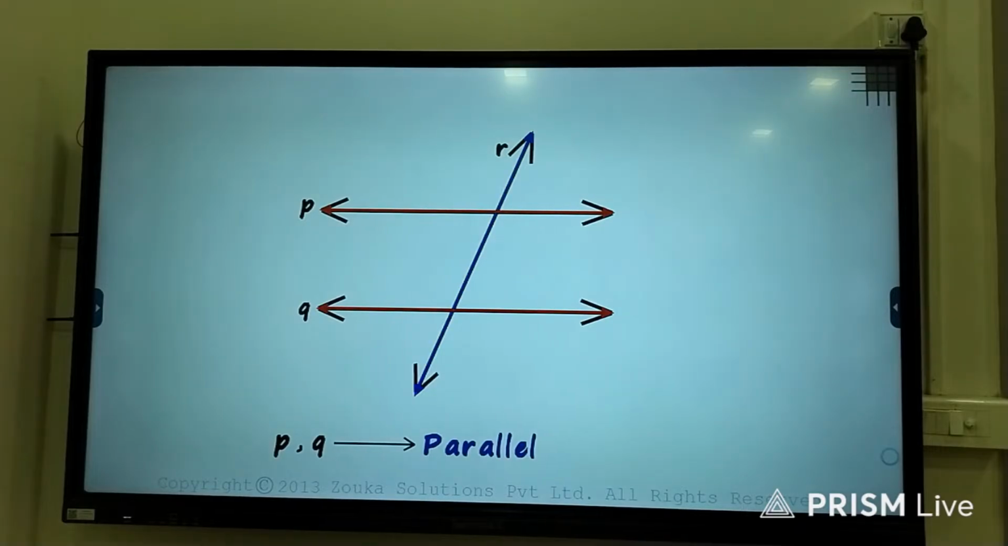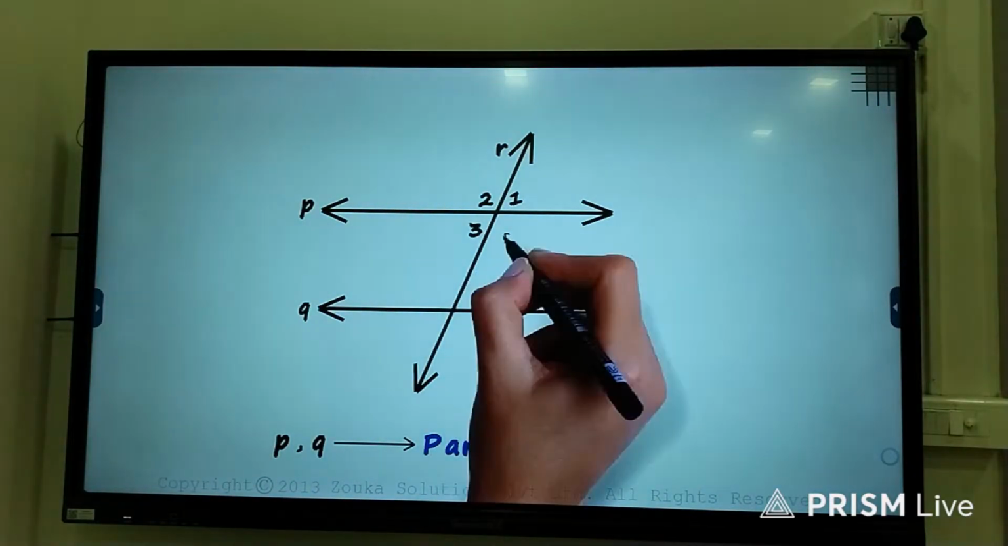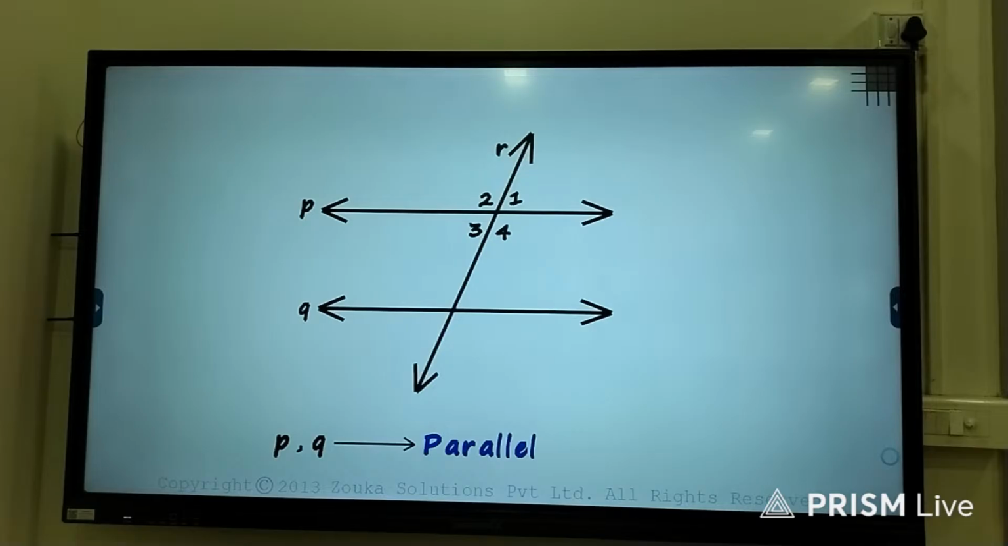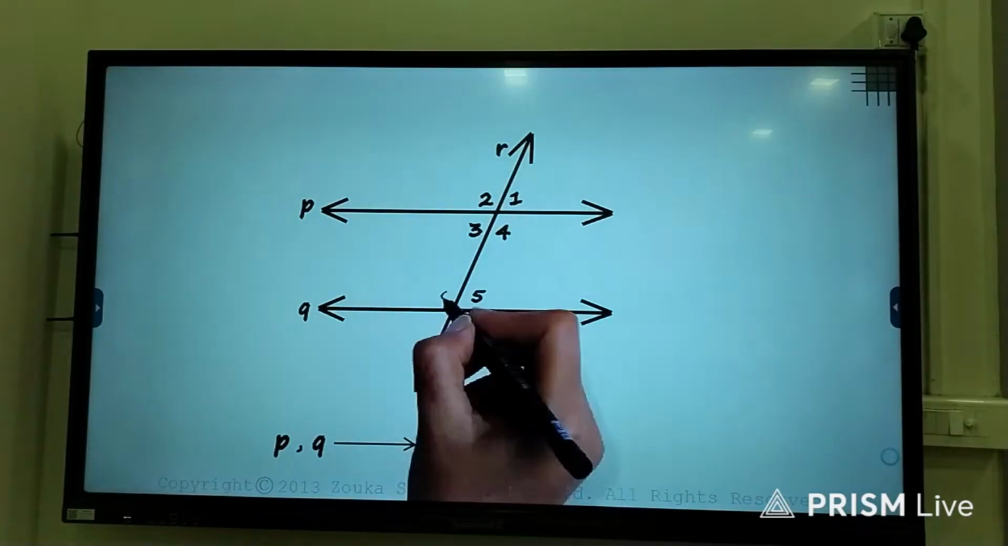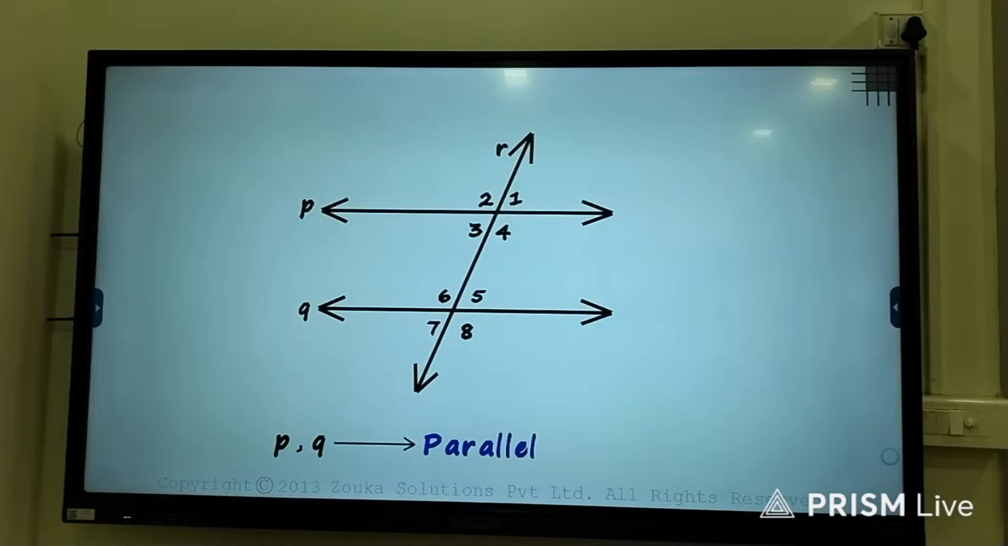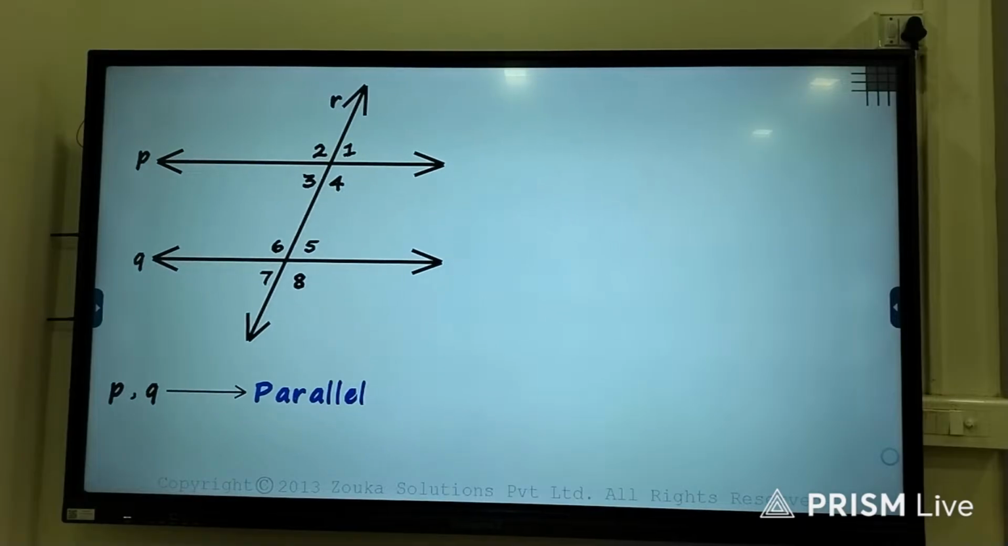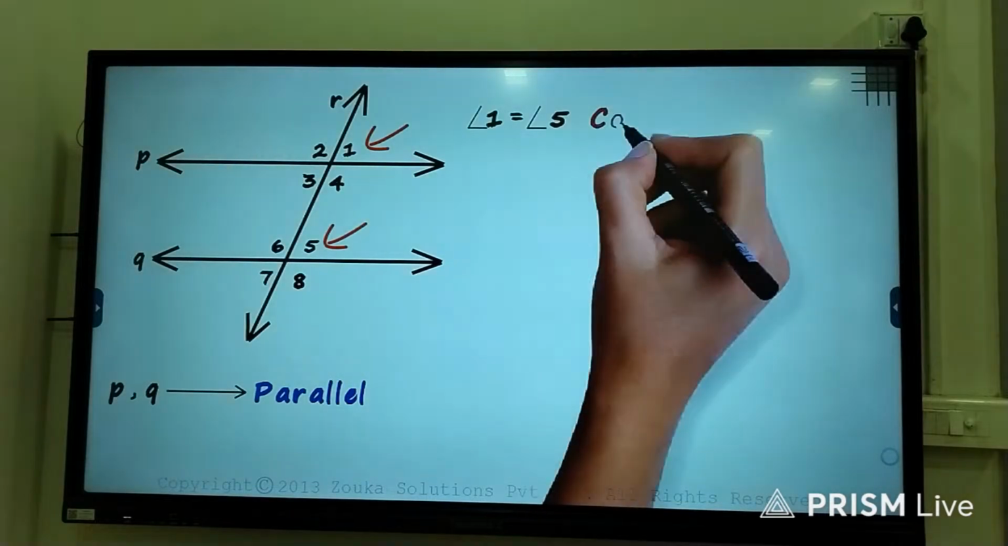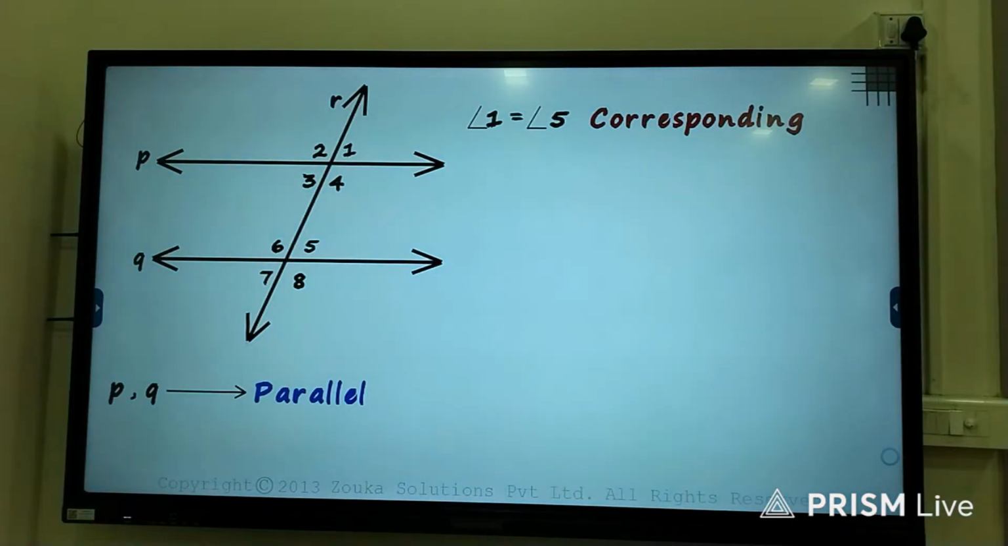The transversal forms four angles with line P. Angles 1, 2, 3, and 4, and four angles with line Q. Angles 5, 6, 7, and 8. Let's move on to the first type of angles. If lines P and Q are parallel, then angle 1 will always equal angle 5. This angle here will be equal to this one. They are called corresponding angles. It doesn't matter how the transversal is placed. These angles will always be equal.